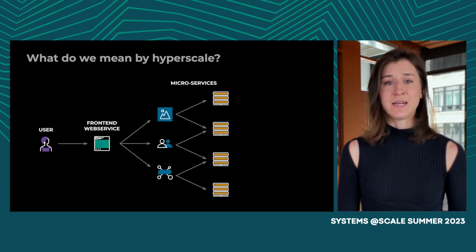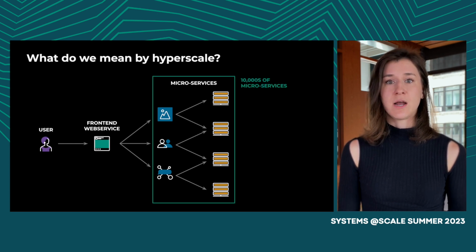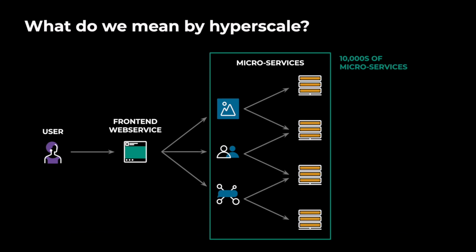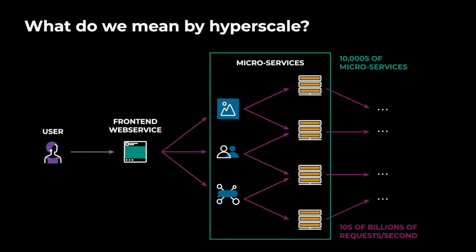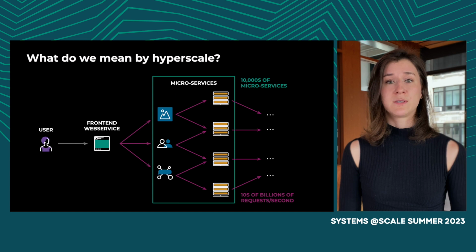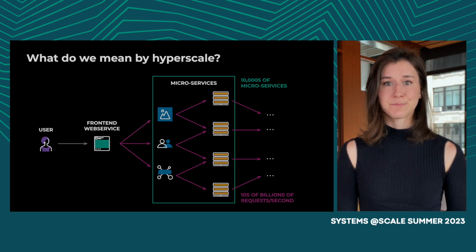So what do I mean by hyperscale? Let's talk about numbers here. Facebook runs tens of thousands of microservices that are all talking to one another. And we're sending tens of billions of requests every second through these microservices. Furthermore, these microservices are running on millions of backend hosts. So we're talking about scale that requires a lot of efficiency and optimization in routing.